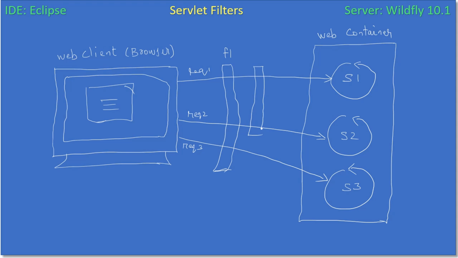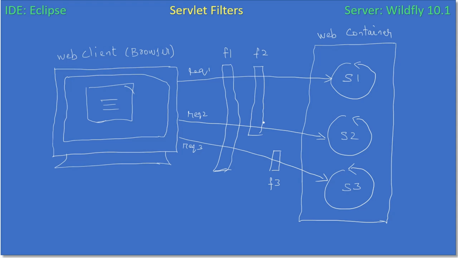So you can attach a number of filters. Let's say this is filter F2, and this one is filter F3. And if you see here, request 1 that goes to servlet 1 goes through 2 filters, F1 and F2. Similarly, request 2 goes through 2 filters, F1 and F2. And request 3 goes through F1 and F3. It does not go through F2.